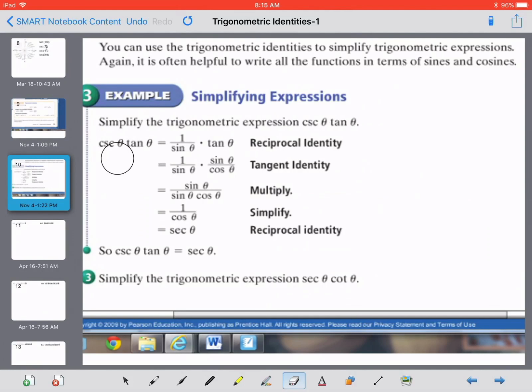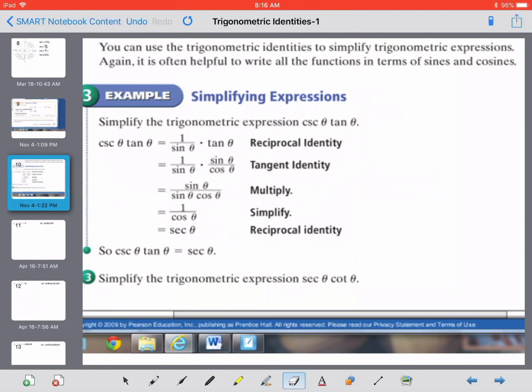So, simplifying cosecant theta tan theta. I'm going to rewrite cosecant as 1 over sine, and then rewrite tan as sine over cosine. Then you multiply on top: 1 times sine is sine, and on bottom, sine times cosine is sine times cosine. They ended up canceling out sine over sine. That becomes 1, and 1 over cosine is left, which simplifies to secant.